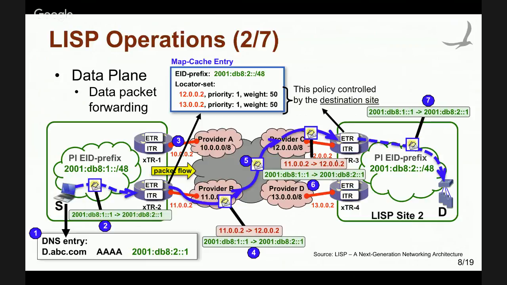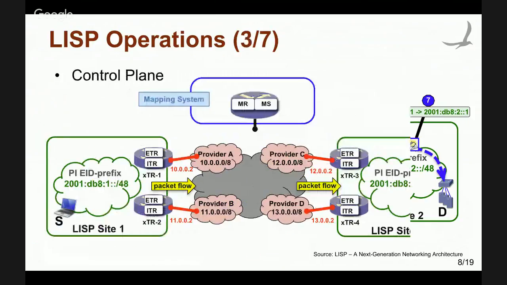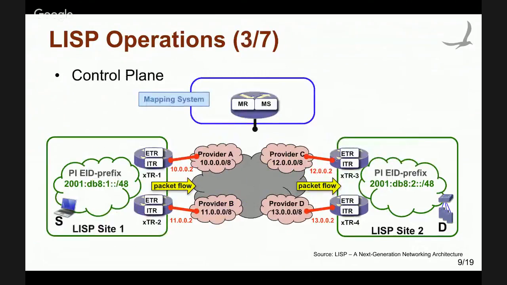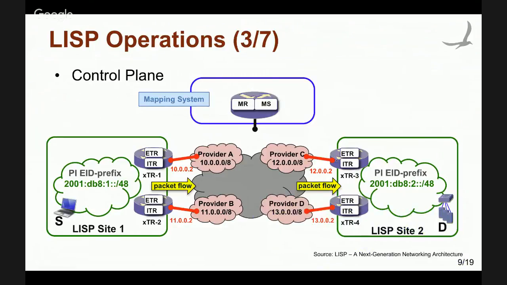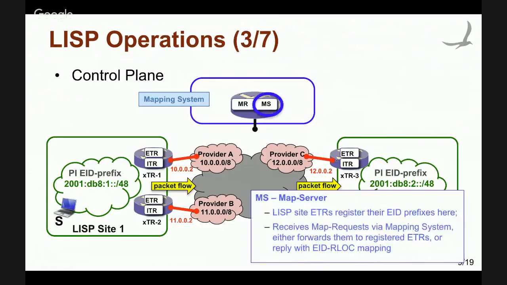But if you look at this, somehow we need to find a way to tell each XTR the mappings of the destination, like the EID and the RLOC. For that, we need a certain sort of control plane that is in charge of assigning this EID and RLOC mapping to all XTRs. We also call the control plane of LISP a mapping system. And there are two components in the mapping system.